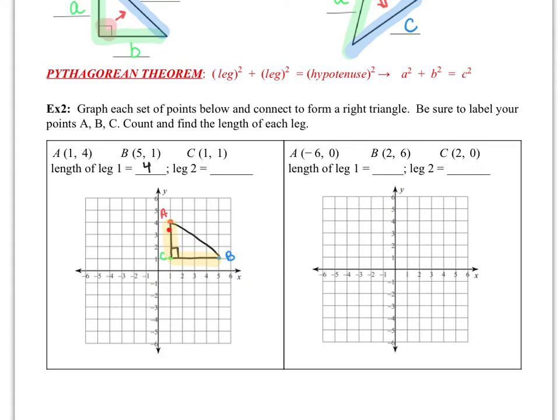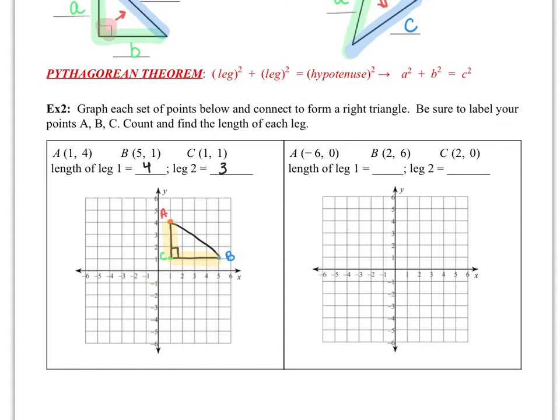And my other leg would be segment AC. And so this would be 1, 2, 3 units long. Now if you accidentally flip-flop them and say leg 1 is 3 and leg 2 is 4, that's okay. Eventually what we're going to be doing with this is using the Pythagorean theorem to find the distance from A to B, since in the coordinate plane we can't count diagonally. We can only count vertically and horizontally. But we'll be doing that tomorrow.